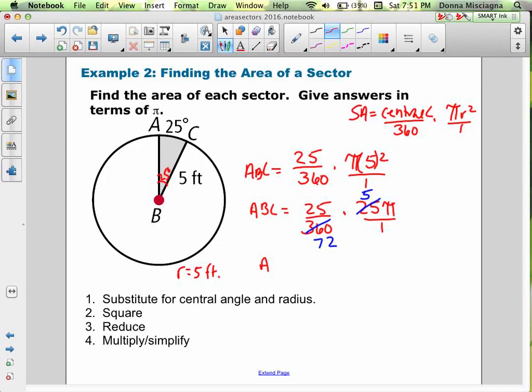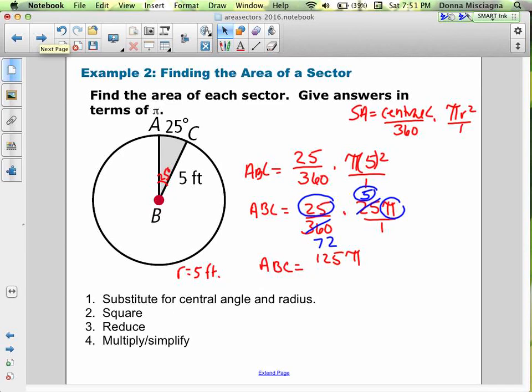So the area of sector ABC, 25 times 5 would be 125 times pi. Oh, I should circle, just, although not much. And you know, I don't have to always cross reduce. I could have reduced the 25 and the 360 within the fraction. I don't know. I just saw that one first. So 125 pi over 72, and this is feet squared. And there we go, another one done. All right, let's try another one.